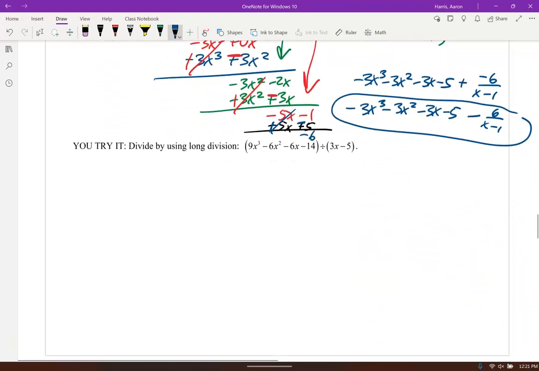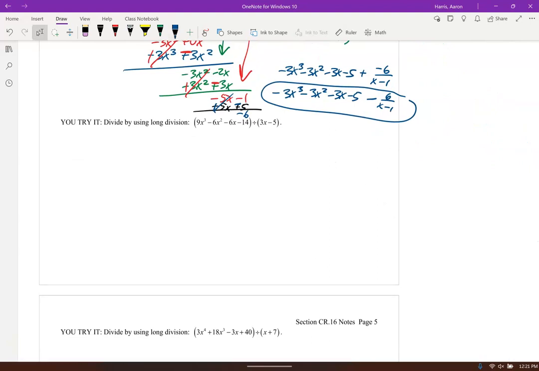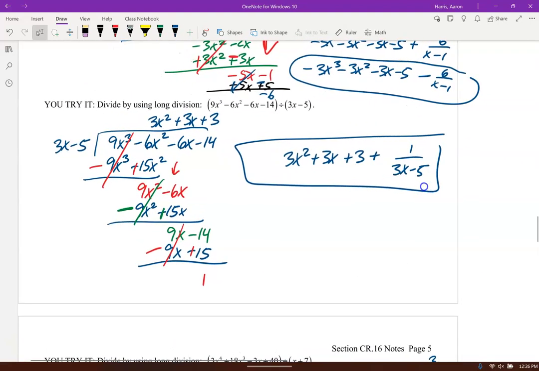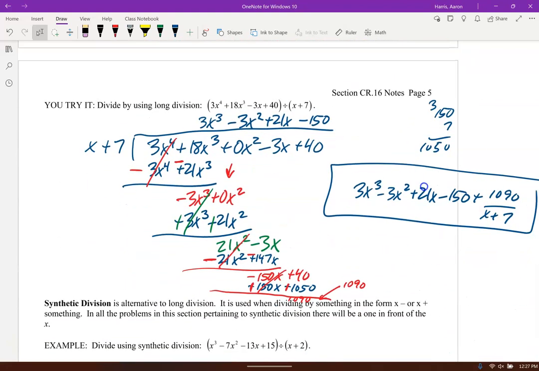All right, I'll give you guys a minute. I'm going to have you guys try those two right there. Here's your first one. Go ahead, check that. Should have a remainder of 1 there. Quotient plus remainder over divisor. Second one, a little nastier. It looks like it had a remainder of 1090 on that.